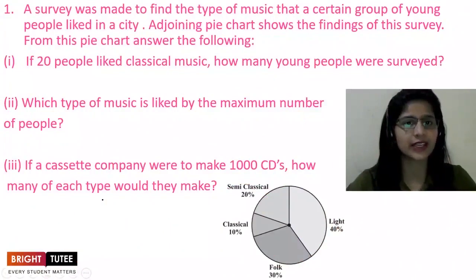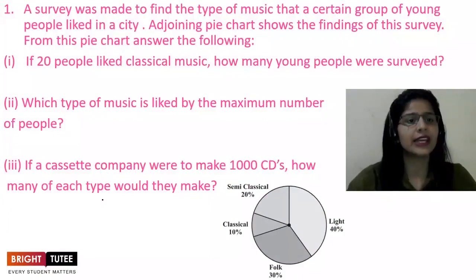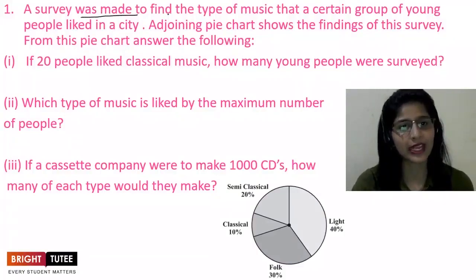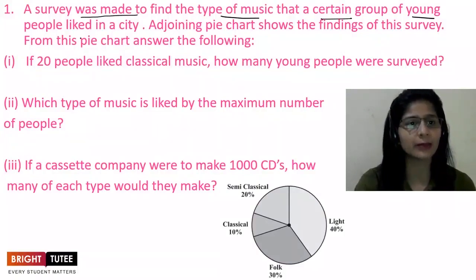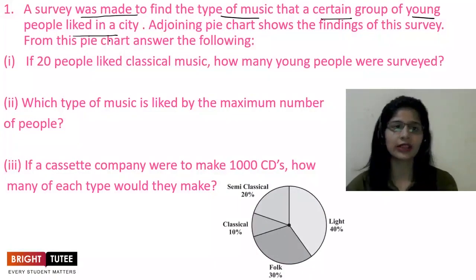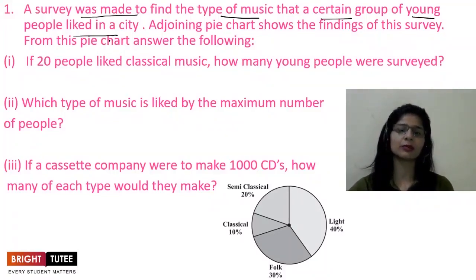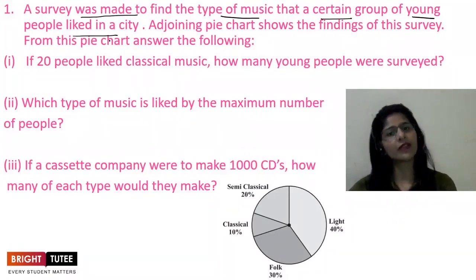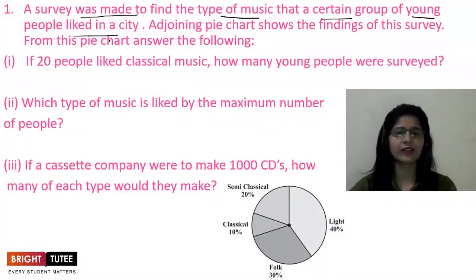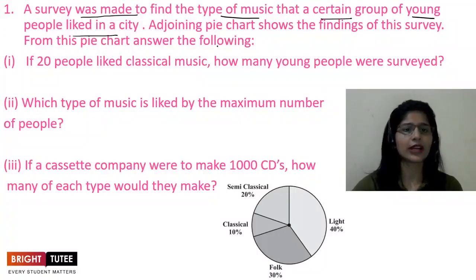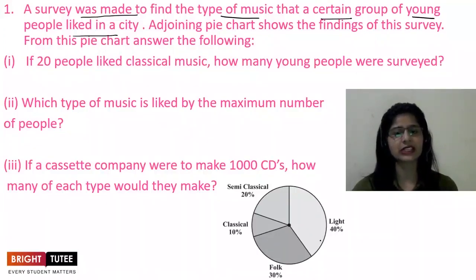Now, as you can see here, there is one important question. Try to understand it carefully. It says, a survey was made to find the type of music that a certain group of young people like in the city. So, there was a survey done and a group of young people was asked to record what type of music they like. So there are different kinds of music we know. The adjoining pie chart shows the findings of the survey.